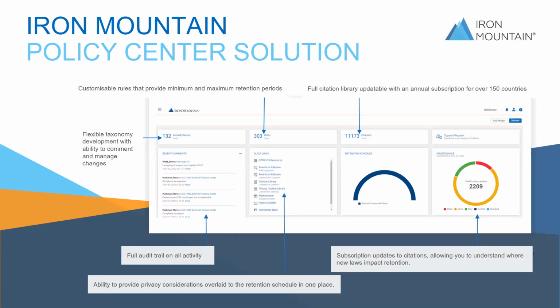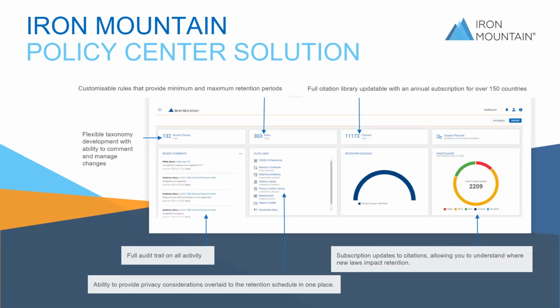Policy Center has a citation library that is kept up to date with legal and regulatory retention and privacy requirements for over 150 jurisdictions around the world. So regardless of your geographic footprint, we can provide the underlying legal support for your retention rules. This information is kept up to date through ongoing maintenance so that you can be notified whenever there's a change in the law or whenever a new law goes into effect that's going to impact your retention schedule.